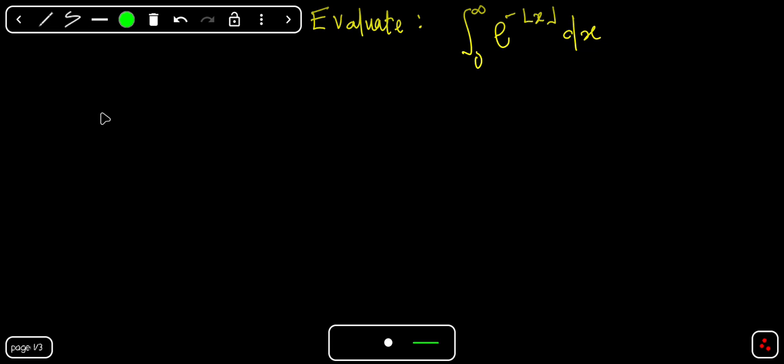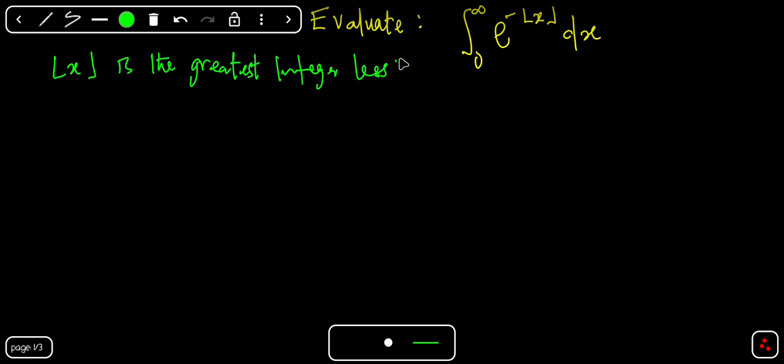Alright, so let me quickly define the floor function. The floor function of x is the greatest integer less than or equal to x, okay? So that is n less than or equal to x less than n plus 1. If that's the definition of the floor function, the greatest integer less than or equal to x, you can see n is less than or equal to x and less than n plus 1.